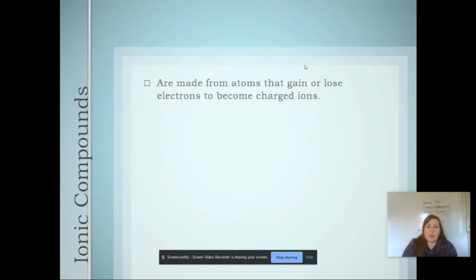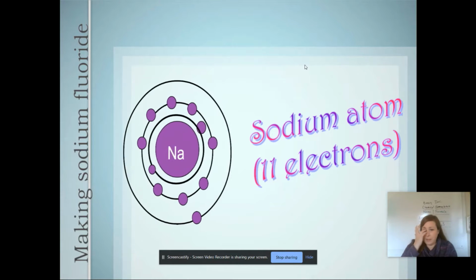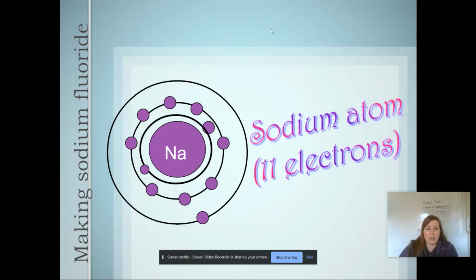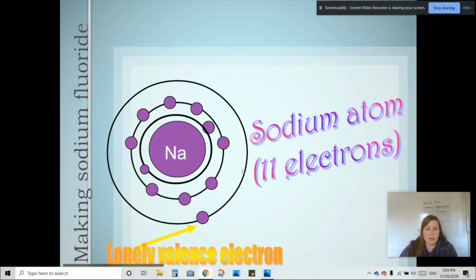So ionic compounds are made from atoms that gain or lose electrons to become charged ions. And we talked about this when we talked about bonding. In fact, I showed you this little animation that I made. Here's a sodium atom. It's got 11 electrons. And look here, we've got this one lonely valence electron all by itself. And it doesn't really want that outermost single valence electron. Well, okay, atoms don't really want things anyway. They don't have brains. But it would be best if it could have this full outer valence shell and just get rid of this little electron.